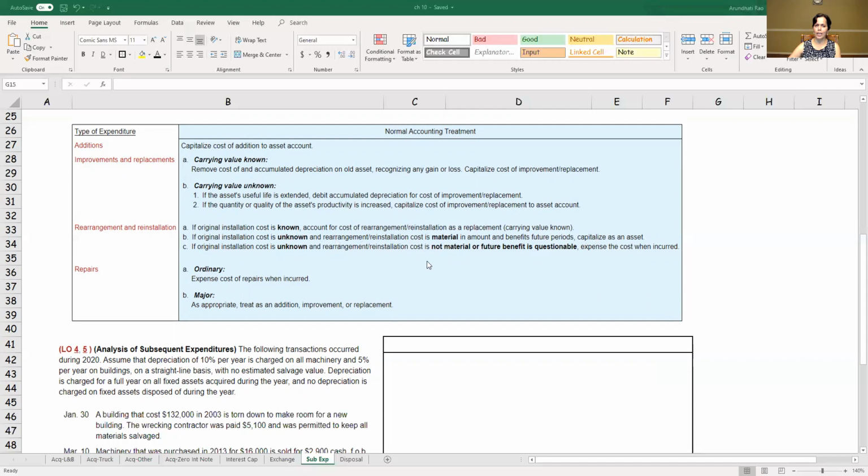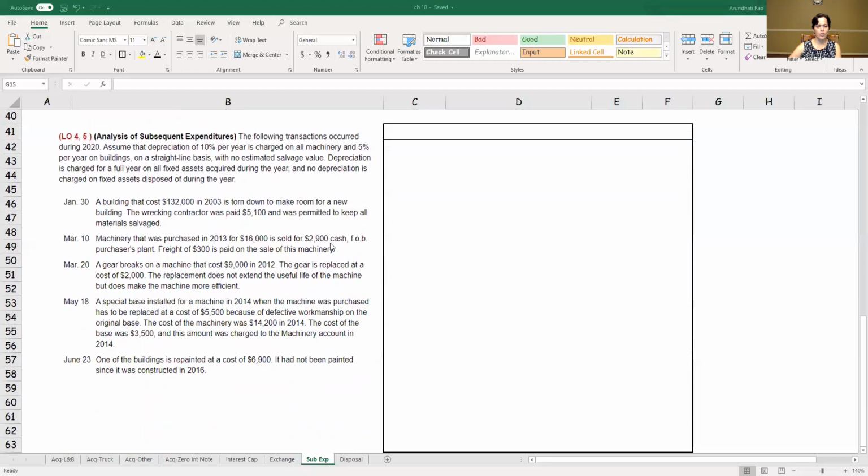Okay, so remember, the guiding principle is that for all this accounting that we do, the benefits have to outweigh the cost of doing any of this accounting. So if I have to spend too much time trying to find the cost of the old asset or parts of the old asset, it may just not be worth it. I may just capitalize the cost and not worry about it. So let's look at an example over here.